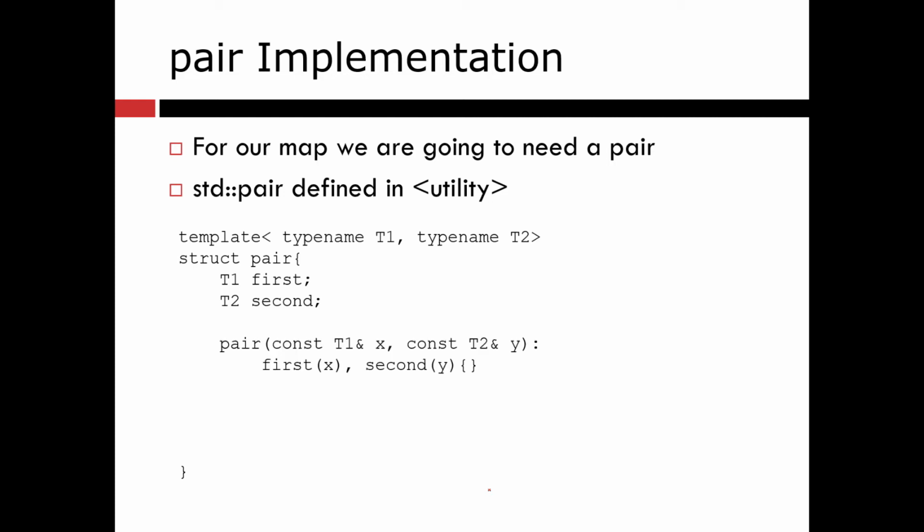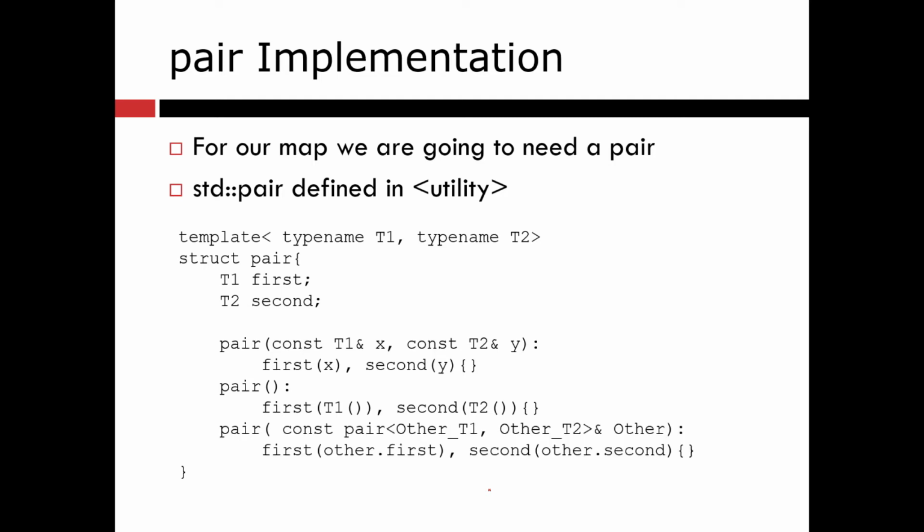We're going to have a pretty basic constructor where we pass in references to those two types. We pass in what we want first to be. We pass in what we want second to be. We're going to have a default constructor that's just going to fill first and second with the default constructors of the types. And then lastly, we'll have some kind of copy constructor where we'll take in a different pair and copy in its information. Now, really quick, this is really important.